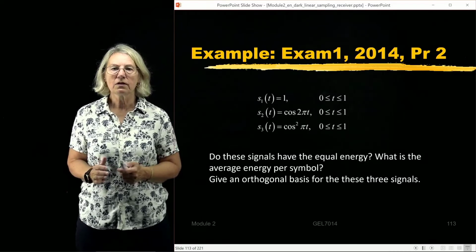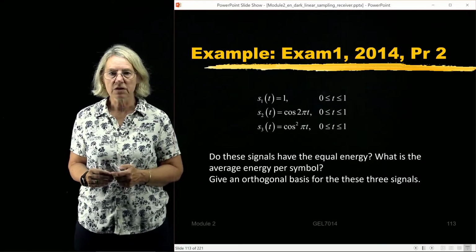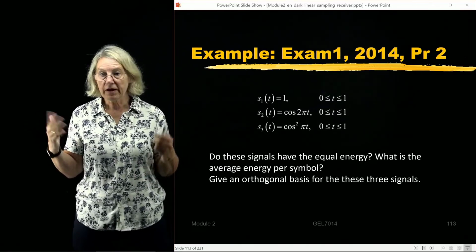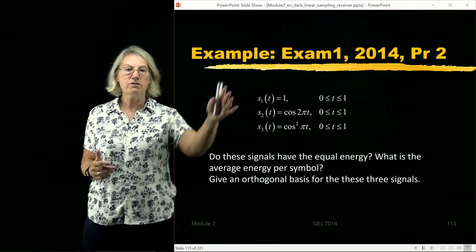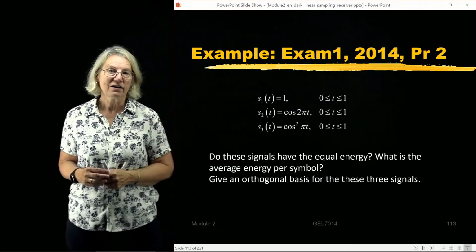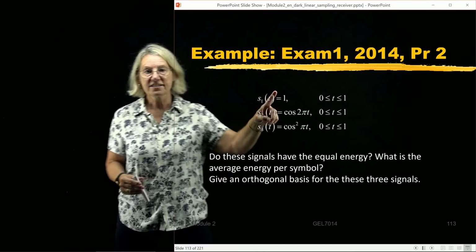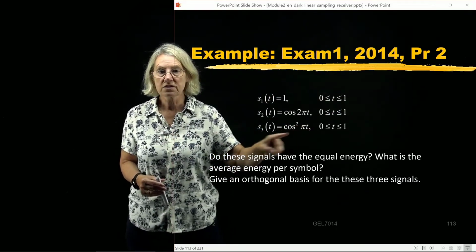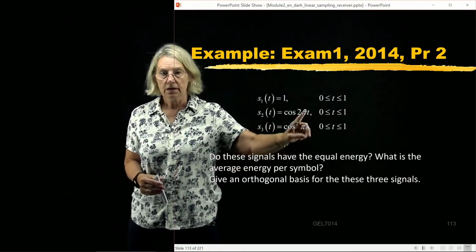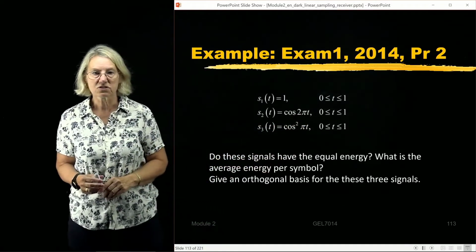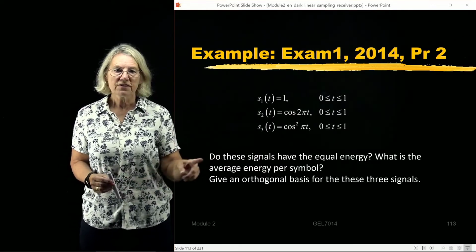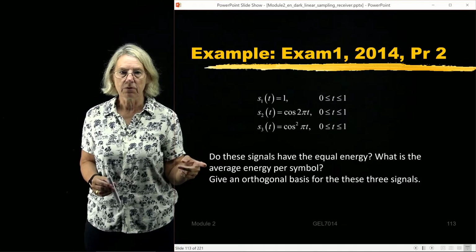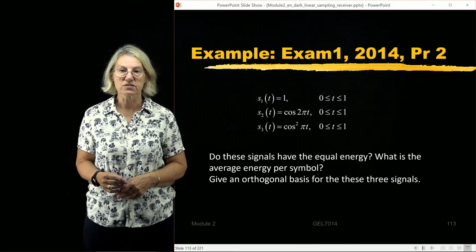Here's a quick example of questions from the exams. I won't go through all of the exam questions, but I can point you to them if you'd like to prepare for our exam. For instance, here is a selection of 3 waveforms in time. One is constant during the symbol interval. One is a cosine function, and one's a cosine squared function. The frequency is changed between these two. So the first question is, do these signals have equal energy? What is the average energy per symbol? And create an orthogonal basis for these 3 signals.